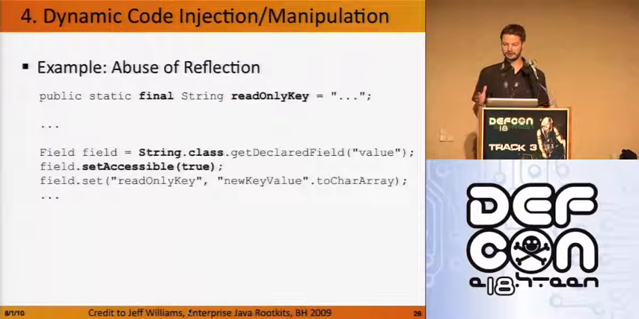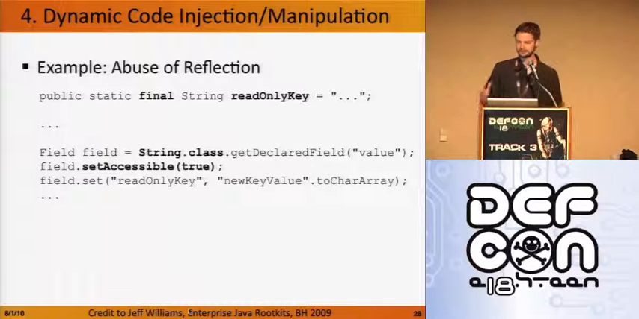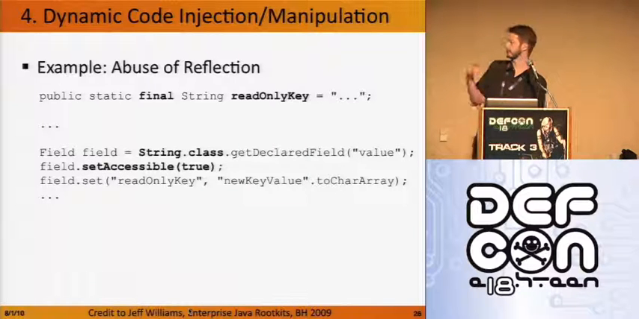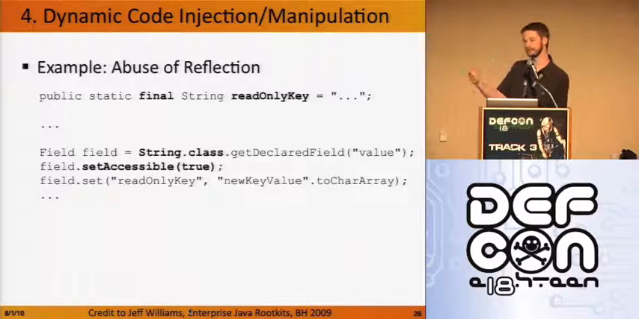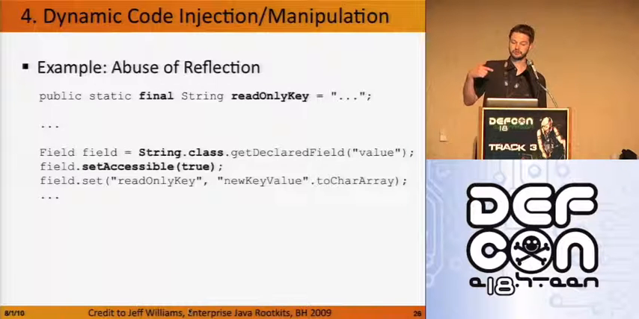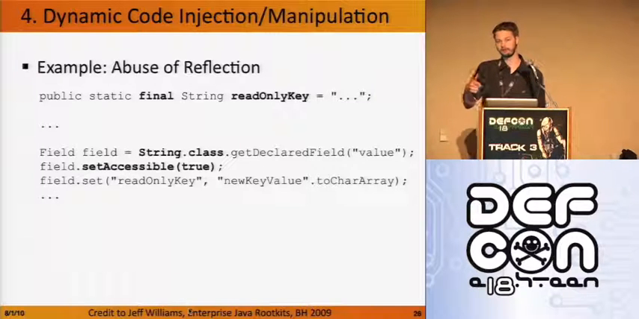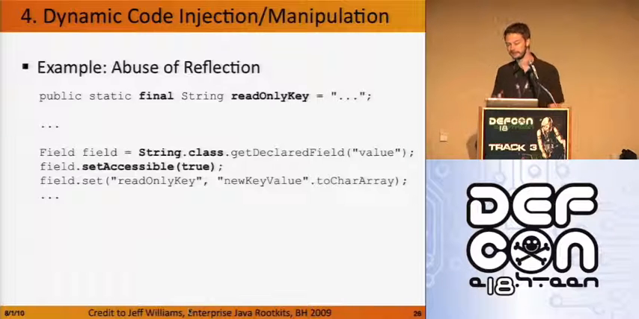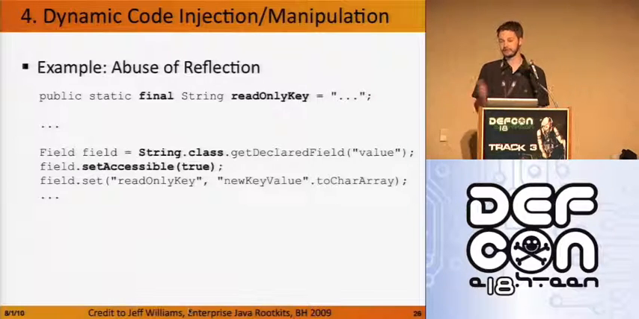One example over here comes out of Jeff Williams' work. It's the abuse of reflection. So you have some final strings in your application. You're not able to modify them. You're not able to change the data of these final strings. What you're doing is you change the string class in such a way that all final strings become writable. So it doesn't matter anymore if it's final. You can actually rewrite all the final strings.